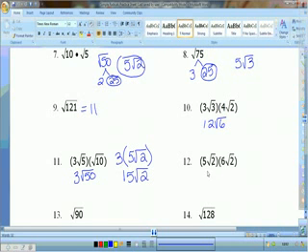For number 12, 5 times 6 is 30. The square root of 2 times the square root of 2 is the square root of 4, which is 2. So 30 times 2 is 60.